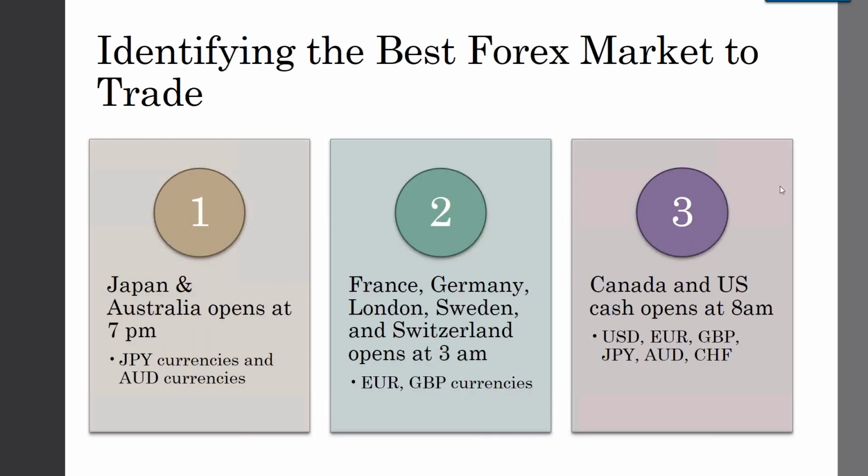Now, how do you identify the best Forex market to trade? Well, Japan and Australia open in the evenings, okay? So you can trade the yen pairs and the Aussie pairs. Then you have France, Germany, London, Sweden, and Switzerland opening at 3 a.m. That provides you with the euro and the British pound currencies.